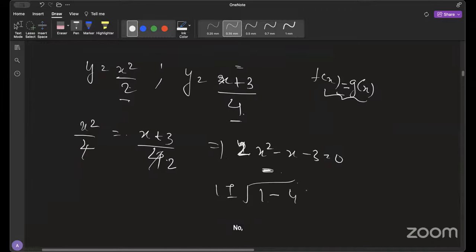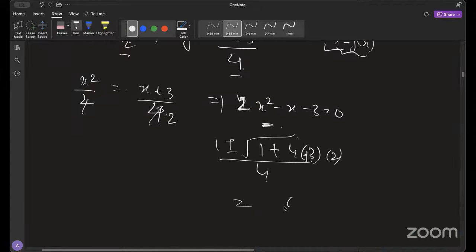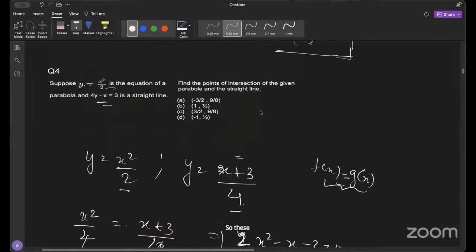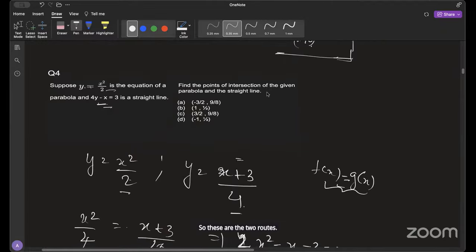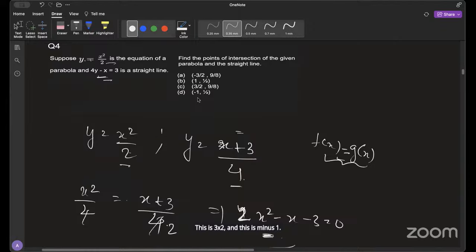No, we can solve this one. Now it's done. Okay, let's do it here then. This is going to be plus, and then 4, 3, 12, and 24, 25, 5. Maybe 5, 6 by 4. Wait. 6 by 4 and 1 minus 5 is minus 4 by 4. So these are the two roots. This is 3 by 2 and this is minus 1. So the correct options could be these two only.